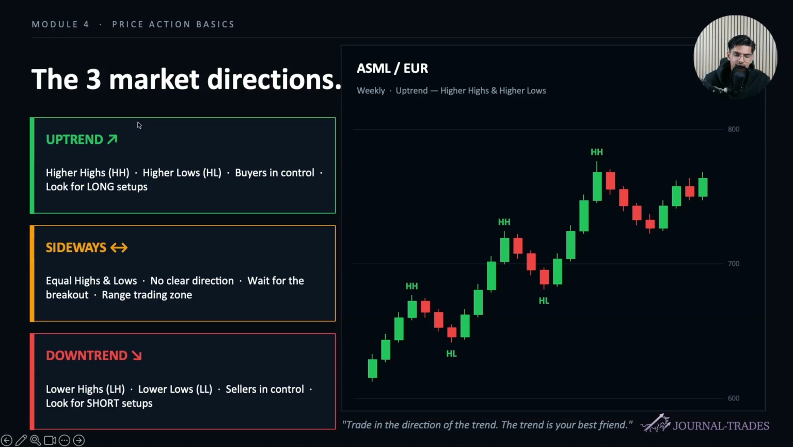We have three directions in the market: an uptrend, a downtrend, or a sideways market. For an uptrend, you create higher highs and higher lows, so buyers are in control, and you mostly look for long setups because you want to trade with the trend. For a downtrend, it's the other way around. You make lower highs and lower lows, which indicates that sellers are in control, and you want to look for short opportunities.